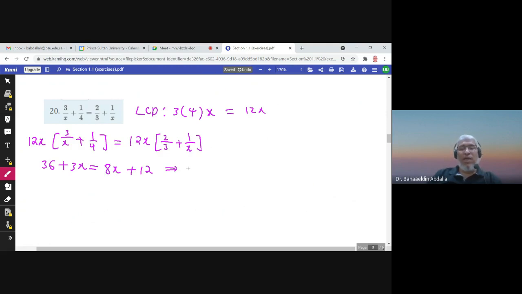Now I will take 8x to the other side, and I will take 36 to the right-hand side. 3x minus 8x is negative 5x, and 12 minus 36 is negative 24. So divide by negative 5. So x would be negative 24 over negative 5, which is 24 over 5. And that's the answer.